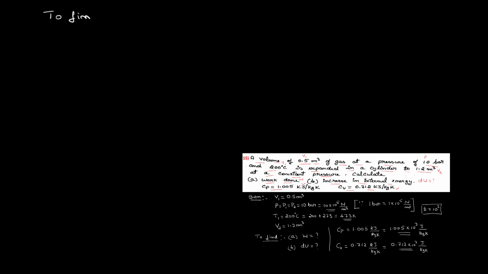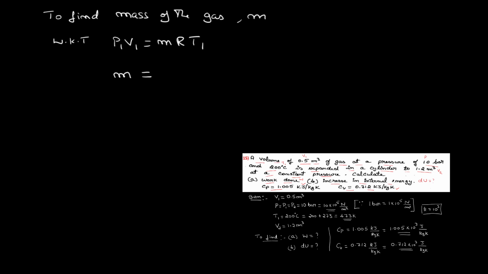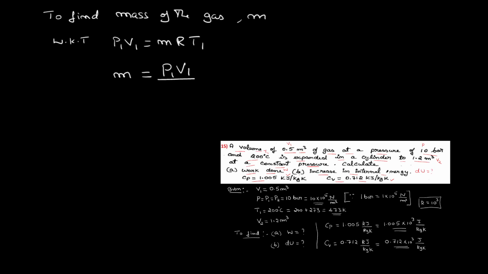To find mass of the gas m, directly I'll be writing the characteristic equation for the initial condition. P1 V1 is equal to mR T1. So what we need to find here is m. Therefore rearrange the equation. m is equal to, in the left hand side we have P1 and V1, divided by, on the right hand side we have R and T1.